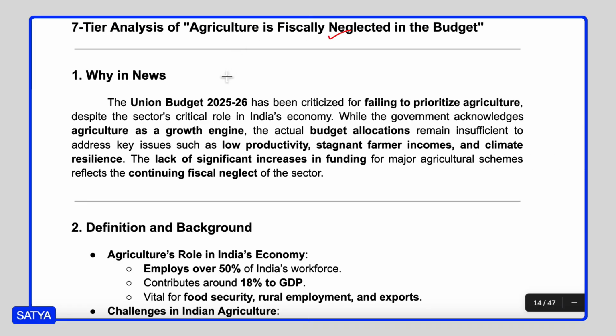In the Union Budget 25-26, we are getting some criticism regarding the falling agriculture allocations. It means they are giving less priority to agriculture. So that is the news introduction. We all know agriculture is a growth engine. We have identified 4 growth engines for the economy. In that, the first one is agriculture. They are completely neglecting it in budget allocations.